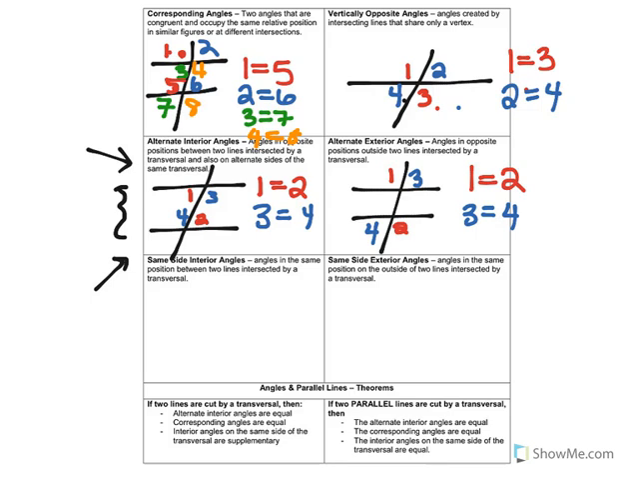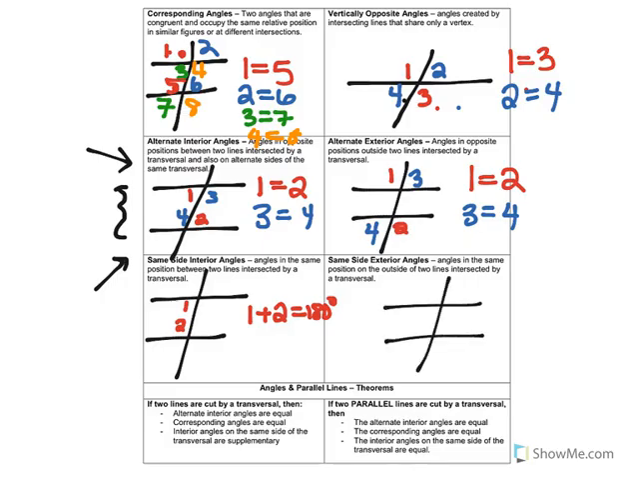Same side interior angles. So if I said this is 1 and 2, what I know about same side interior angles is that when I add them together, they're going to make 180 degrees because they're supplementary. And it works the same with same side exterior angles. And that is all of our definitions. This we'll deal with later at the bottom.